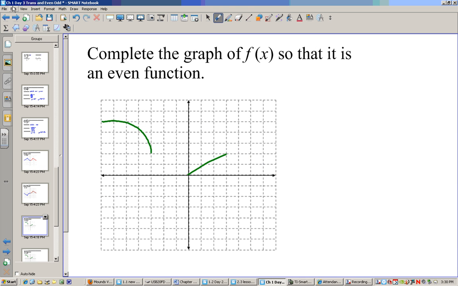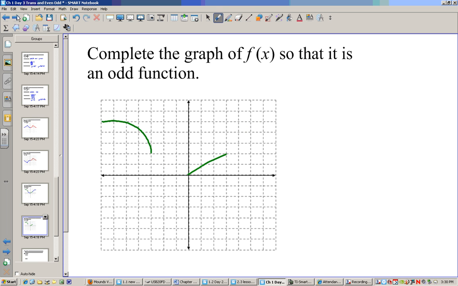Now if you take a look at this, if we could rotate this 180 degrees, it would be the same function. Here, to make this an even function, this would have to reflect over to there. This would have to reflect over to this side to make it look like that. And you can see now it's symmetric. To make that an odd function, the point 3, 2 would have to be negative 3, negative 2. And the point negative 3, 2 would be 3, negative 2. And so it would go out like that.